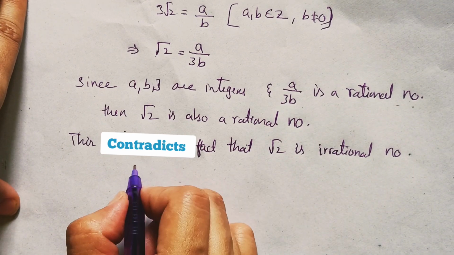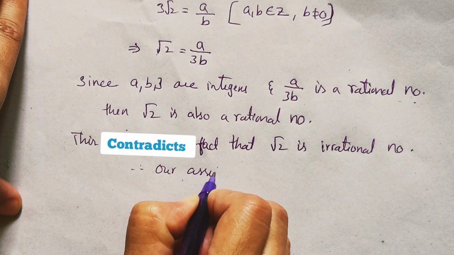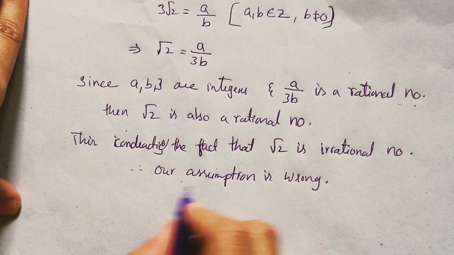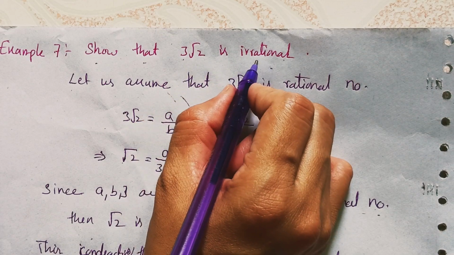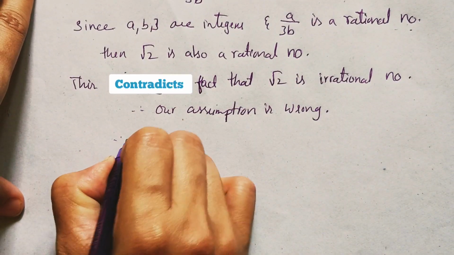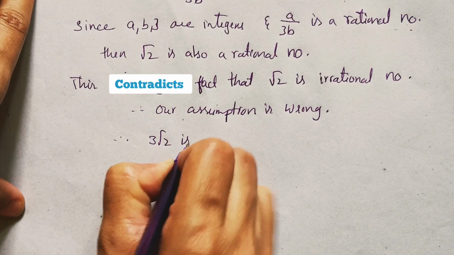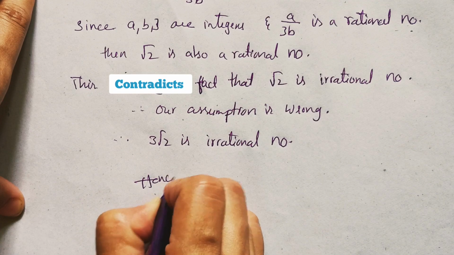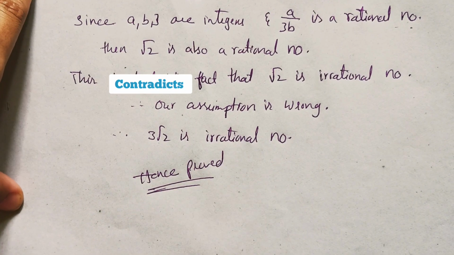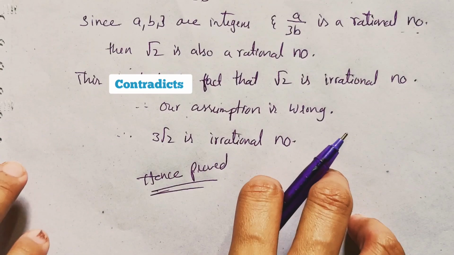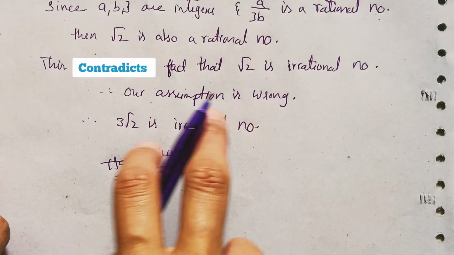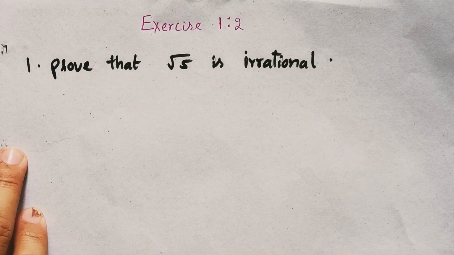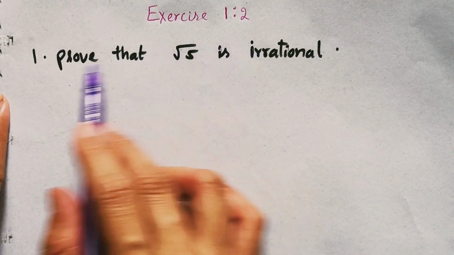So our assumption is wrong. What is our assumption? That 3 root 2 is a rational number is wrong. Therefore, 3 root 2 is an irrational number. Hence proved. Okay, guys, this is the last example of this. Now we'll move to the next exercise, that is exercise number 1.2. Okay, let's see that.